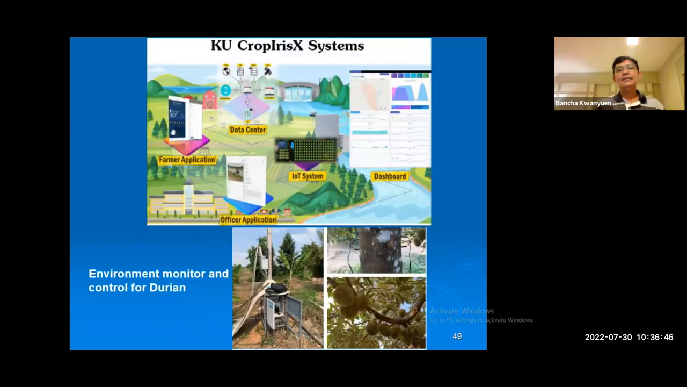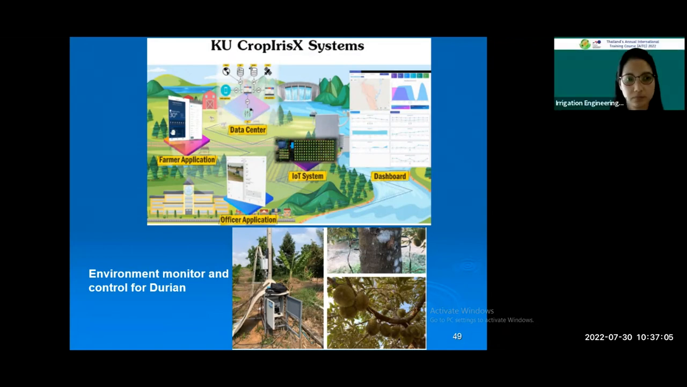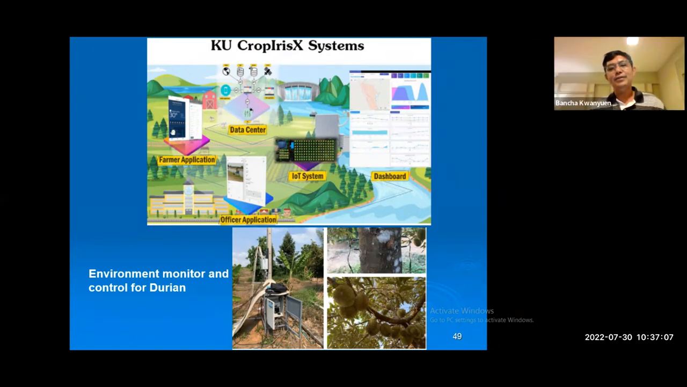Of course, at Kasetsart University ourselves, we developed a system called Crop Iris X. We have a data center and we have the IoT system, and they have the dashboard, and you have the farm, and a farmer also has the application of this. At least we developed it under our research grant to help the farmer operate their field smartly.